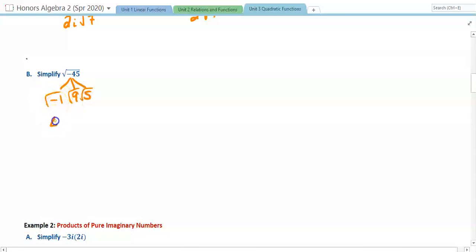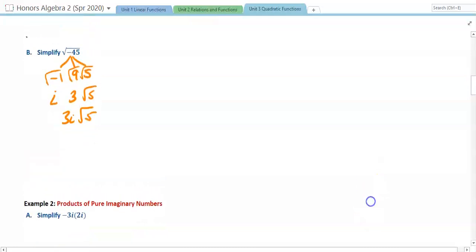The square root of -1 is i. The square root of 9 is 3, and the square root of 5 doesn't simplify. And so we're going to get 3i times the square root of 5. Pretty simple there, right? All right.